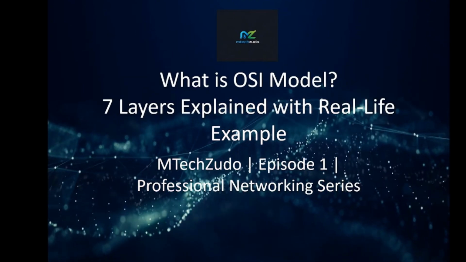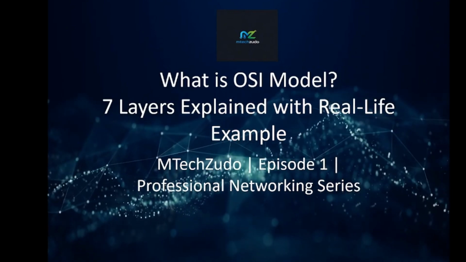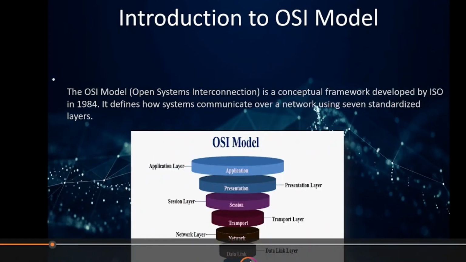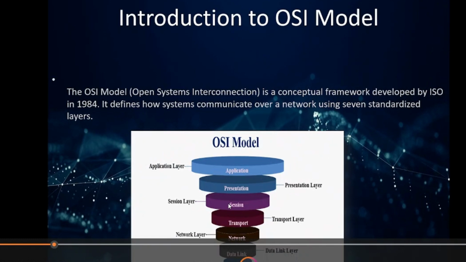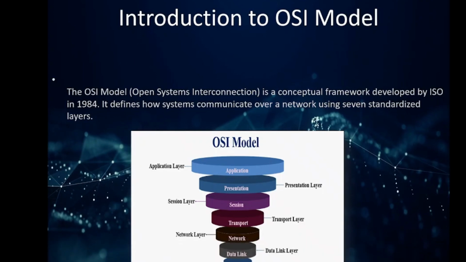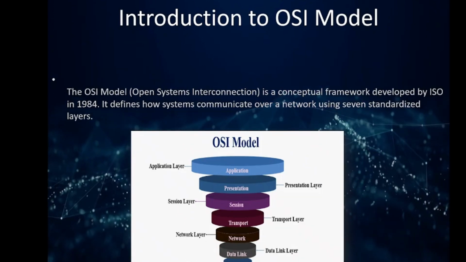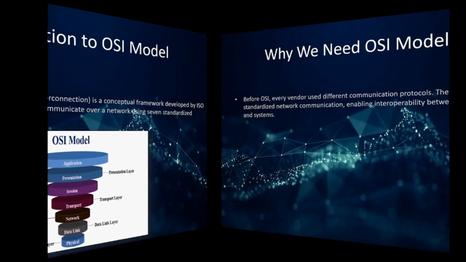The OSI model stands for Open System Interconnection Model. It was developed by the International Organization for Standardization (ISO) in the 1980s. The main goal was to create a standard framework that defines how data should be transmitted between two devices, regardless of their manufacturer, operating system, or hardware. Think of it as a universal rulebook for communication between computers.